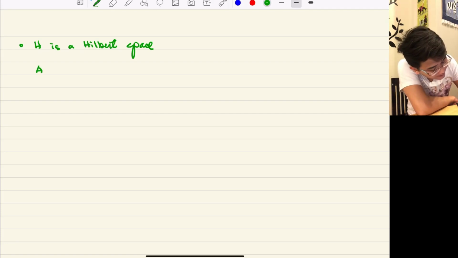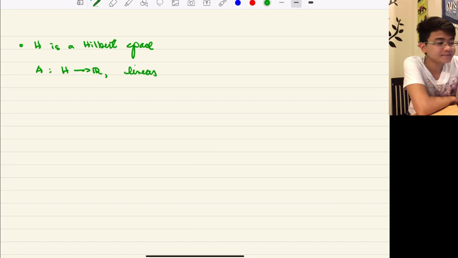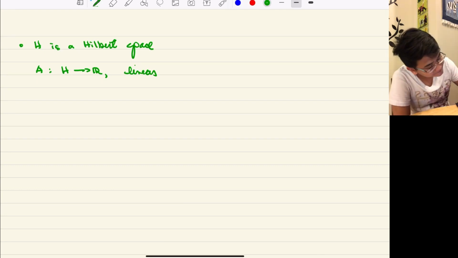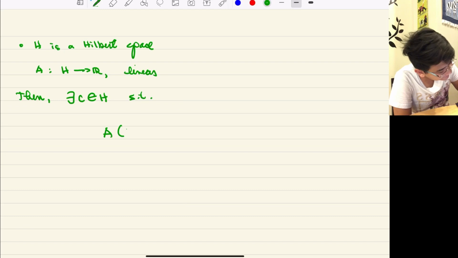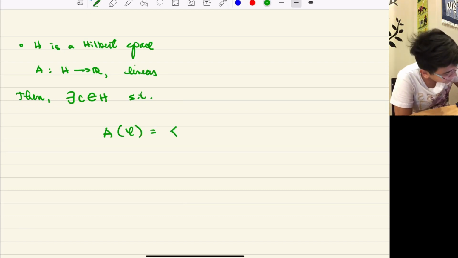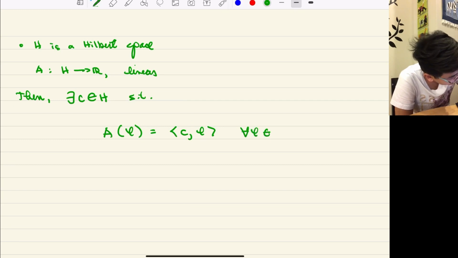Let's consider a map A from H to R, and it's linear. Then it is true that there exists some C in H such that the action of A on phi is going to be the inner product of C and phi for every phi in H. And this is the Riesz representation theorem.